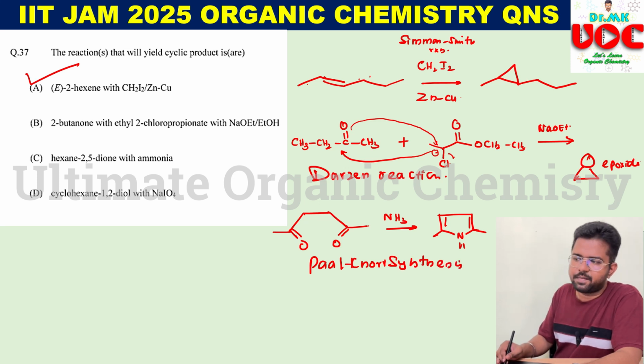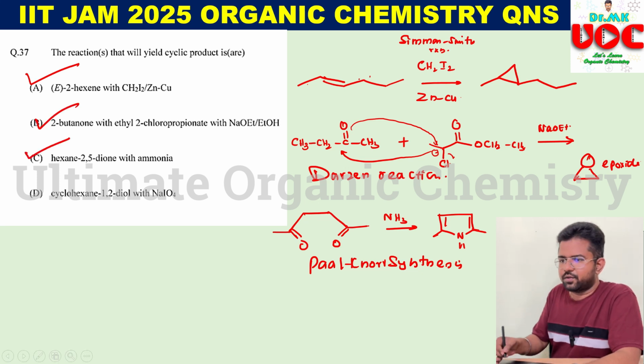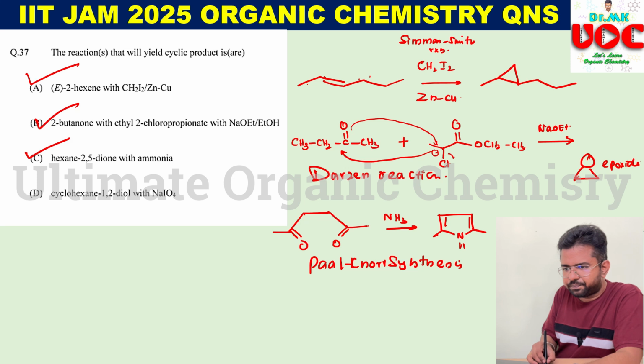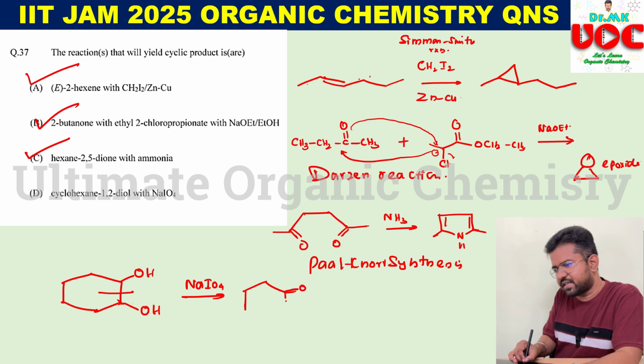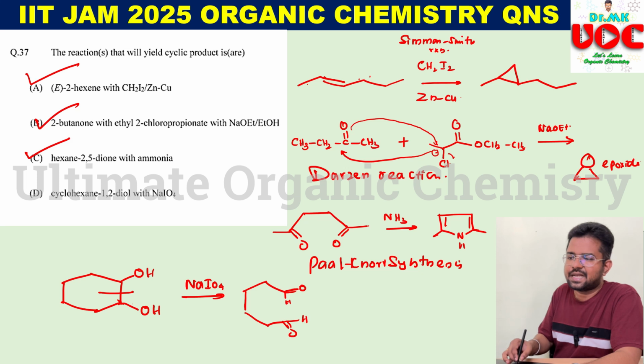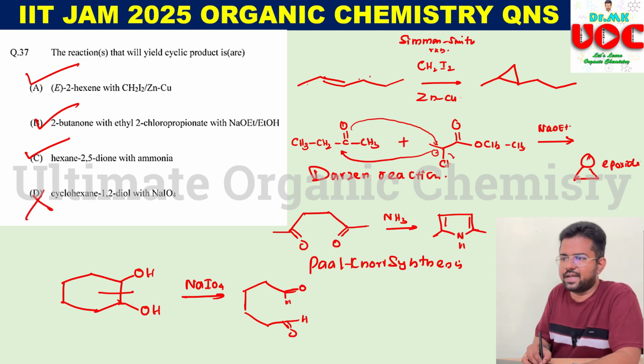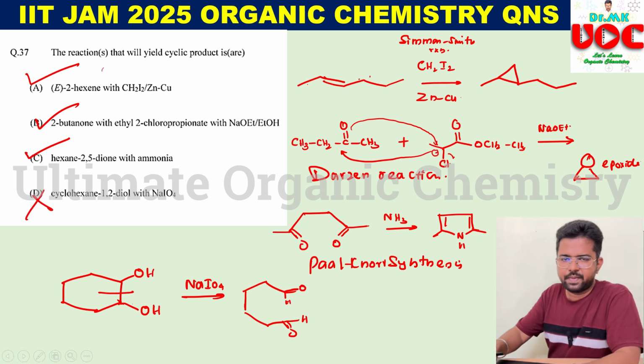In both cases, the formation of cyclic product is taking place. So A, B, C is correct. The last one is cyclohexane 1,2-diol reacting with sodium periodate. So what happens here? The C-C single bond cleavage will take place and it leads to the formation of a dialdehyde compound. So in this case, acyclic compound is formed. So this is not the right answer. So the right answers are A, B, C.